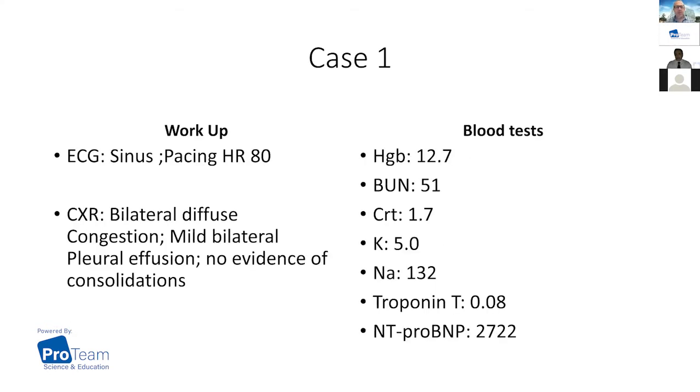His workup in the emergency room: EKG sinus, no ischemic changes, heart rate around 80. Chest X-ray showed bilateral diffuse congestion, mild bilateral pleural effusion, and no evidence of consolidation or any pneumonia or infection. Blood tests: hemoglobin of 12.5, creatinine of 1.7, and his baseline was 1.5. Potassium of 5, a mild hyponatremia, a slightly positive troponin, and an elevated NT-pro-BNP.